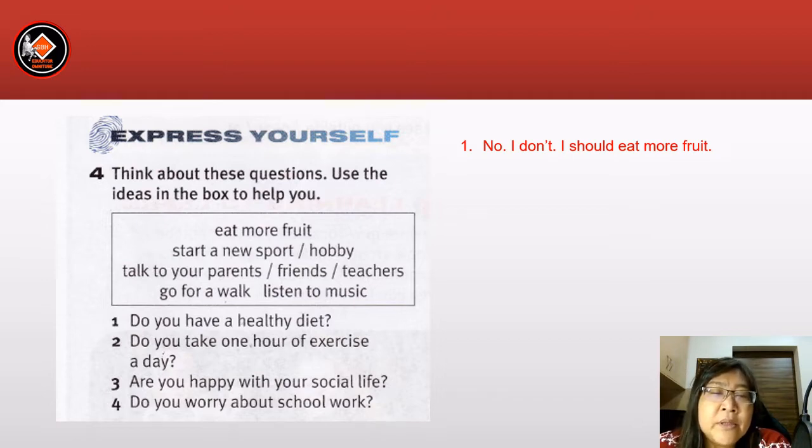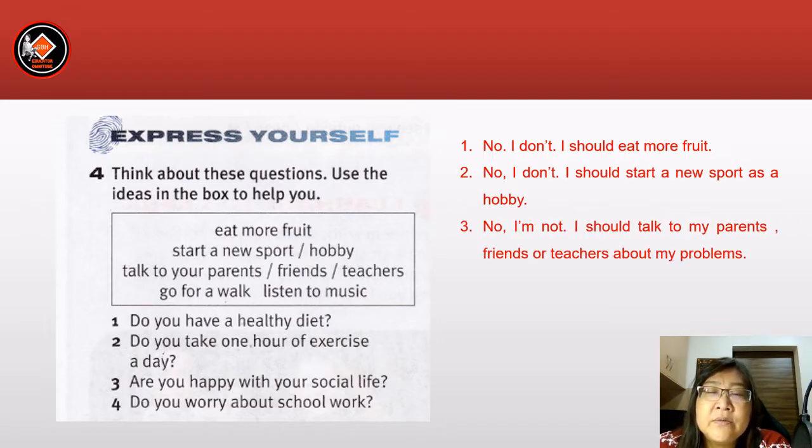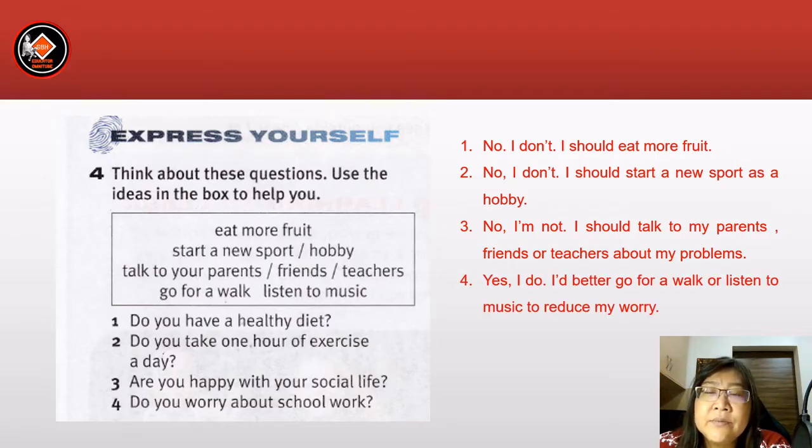Do you take 1 hour to exercise a day? You can say, no, I don't. I should start a new sport as a hobby. Are you happy with your social life? You can say, no, I'm not. I should talk to my parents, friends, or teachers about my problems. The last question, do you worry about schoolwork? You can say, yes, I do. I'd better go for a walk or listen to music to reduce my worry.